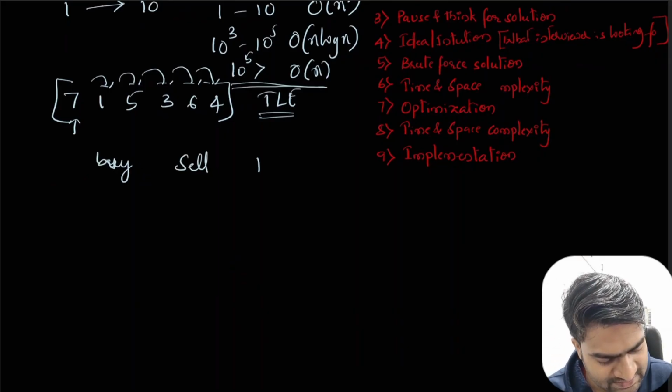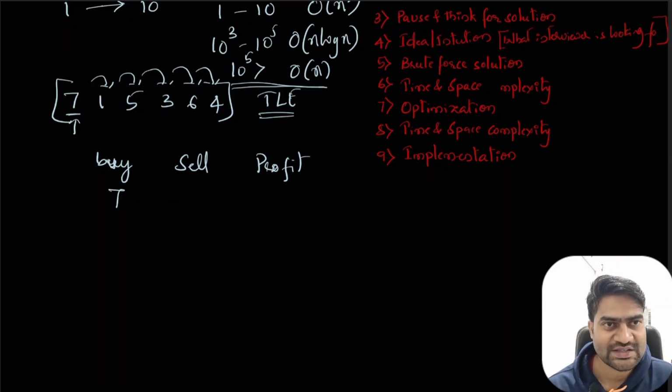Okay, then let us see what will be the profit. Assume I will buy it for 7 and I'll try to sell it for 1. I cannot sell because 1 is less than 7, so if I try to sell it for 1, then I'll be in loss. I'll check the next number. Now it is fine. So here if I try to sell it, again it is less. Then for 3, again it is less than 7. For 6, again it is less than 7. And for 4 also it is less than 7. So I cannot really buy for 7.